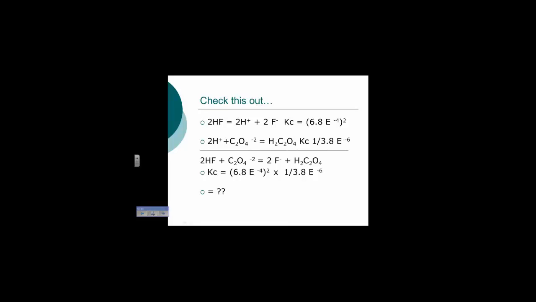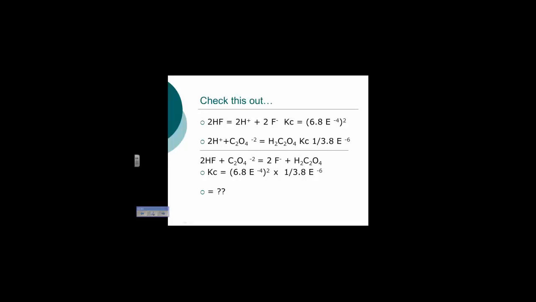The next thing we did in elementary reaction number 2, we reversed the direction. Write that down in the opposite direction. Products are now reactants. 2 hydrogen ions plus the oxalate ion is now in dynamic equilibrium with oxalic acid, H2C2O4. That original Kc was written as 3.8 times 10 to the negative 6. The new Kc for the reverse reaction is its reciprocal, 1 divided by 3.8 e negative 6.